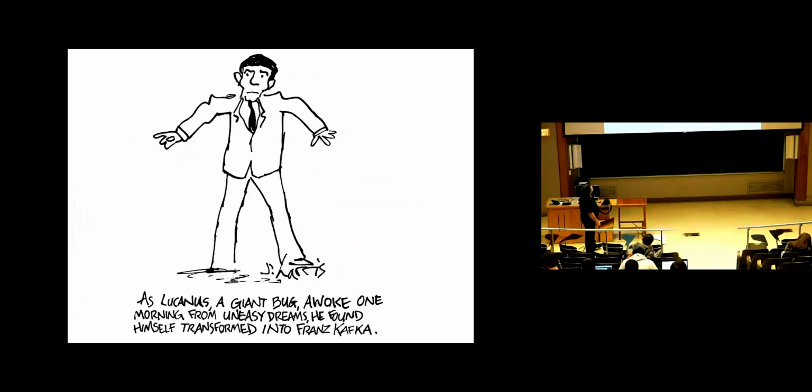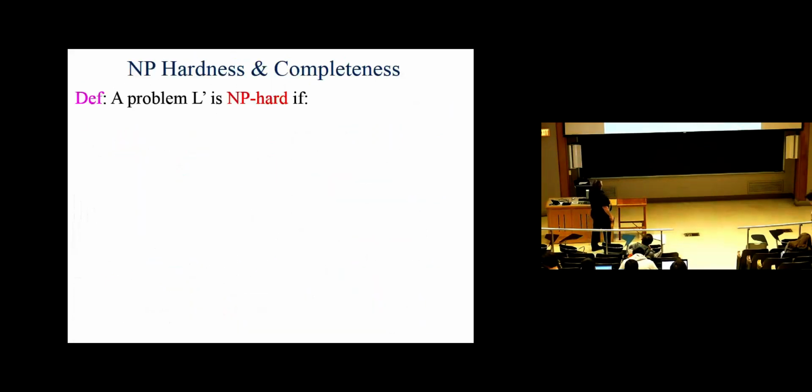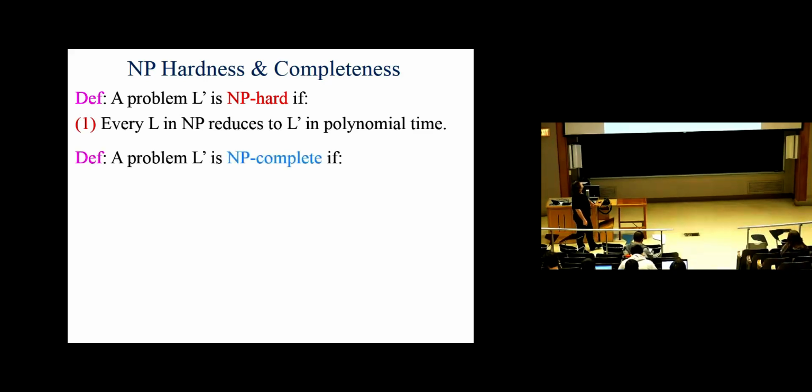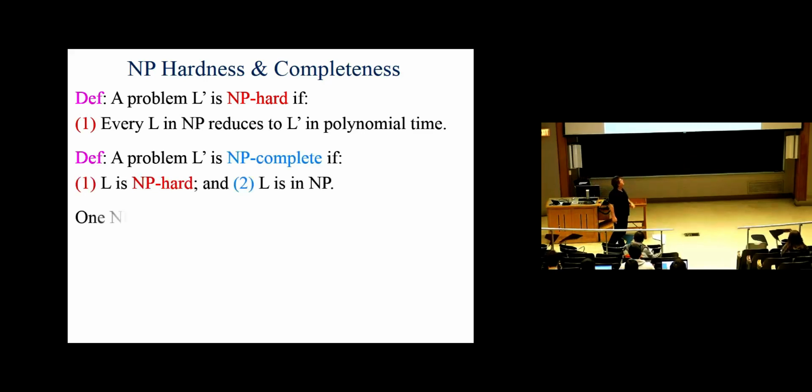Okay, so it's about transformations. A problem is NP-hard if every problem in NP reduces to it in polynomial time, in the sense of this diagram that we just saw. Right? And a problem is NP-complete if it's NP-hard, and on top of it, if that problem itself is in NP. So it's two different constraints. NP-complete is NP-hard plus this other relatively minor constraint that the problem we're talking about must itself be in the class NP. It can't be outside of NP.